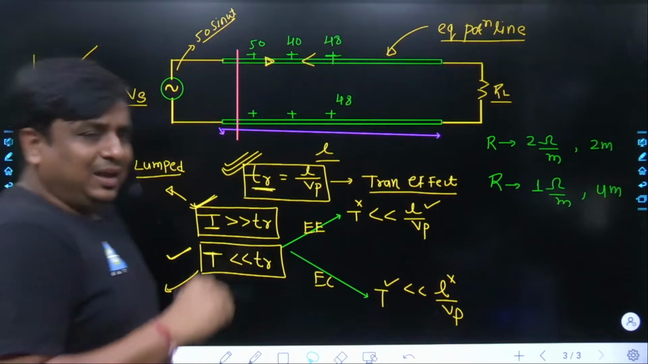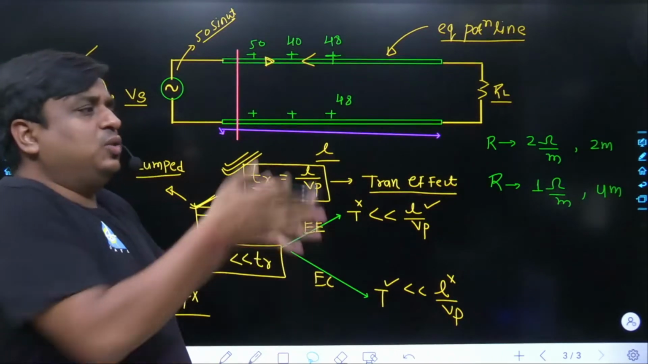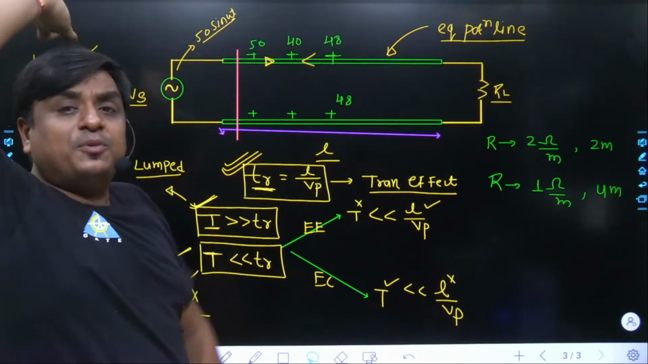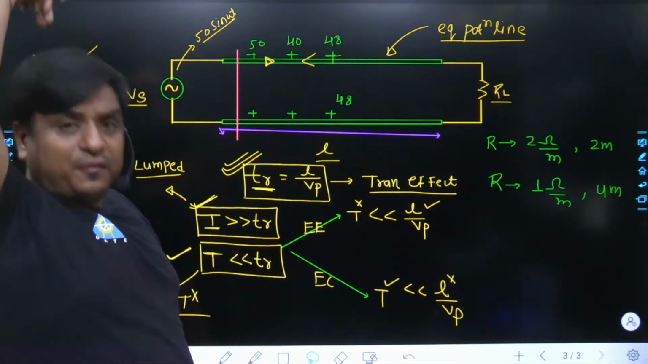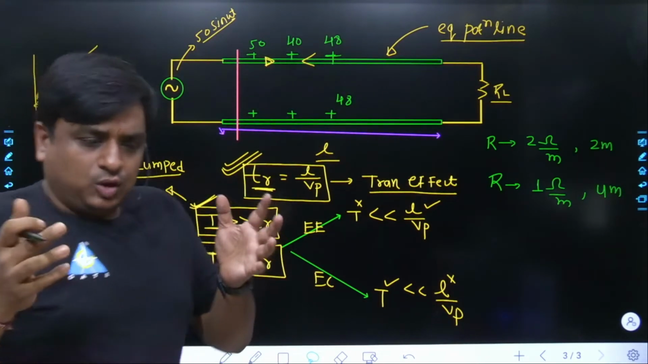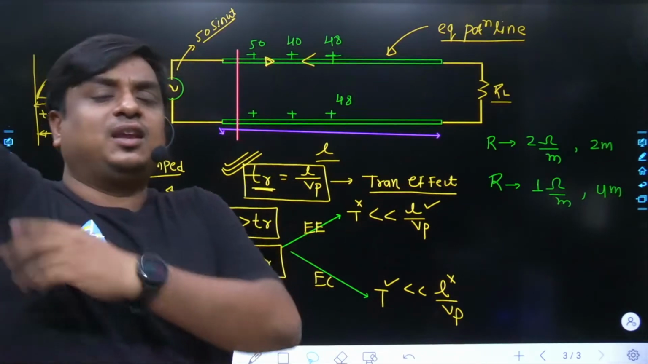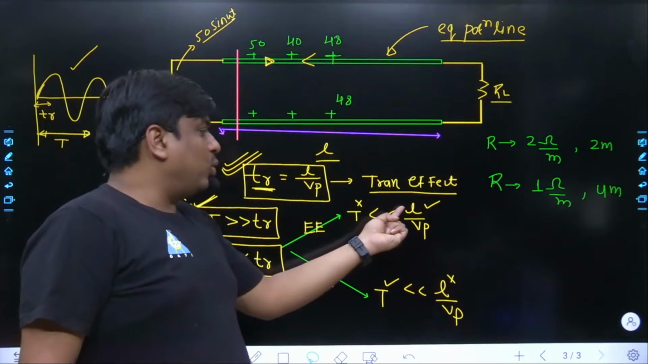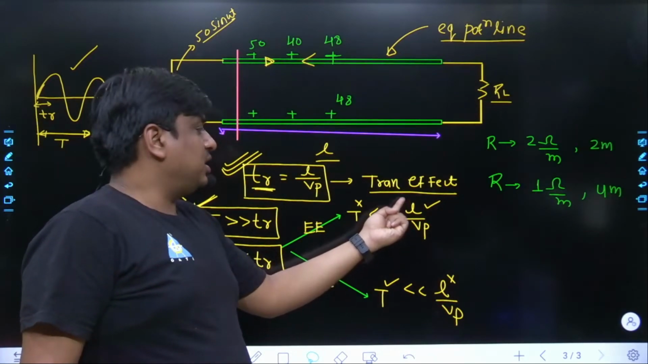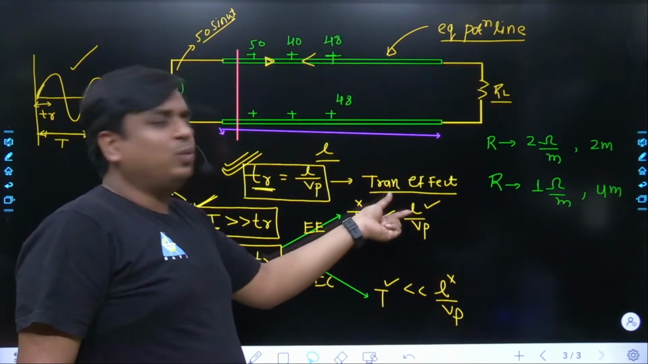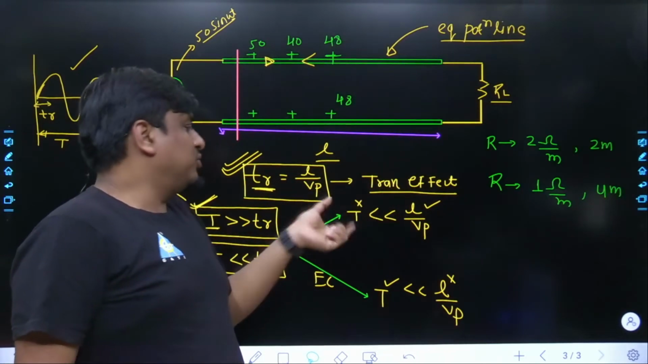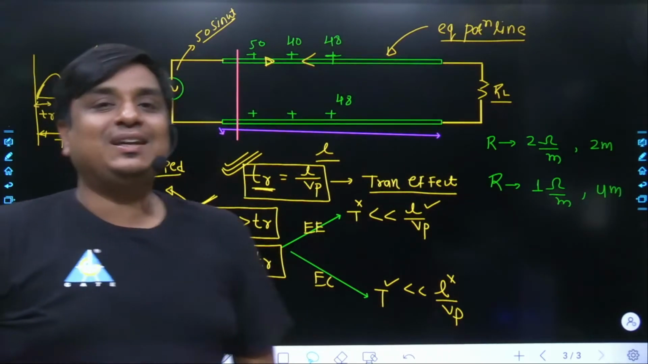See, in electrical engineering, your power plant would be kept somewhere here, and your load might be kept maybe 1,000 or 1,500 kilometers away. Like your power plant is sitting in Chhattisgarh, and let's take the load to be sitting in Rajasthan. So what happens? L is quite large in electrical engineering. If L divided by VP is quite large, obviously TR is quite large. And once you compare with T, what is T in electrical engineering?